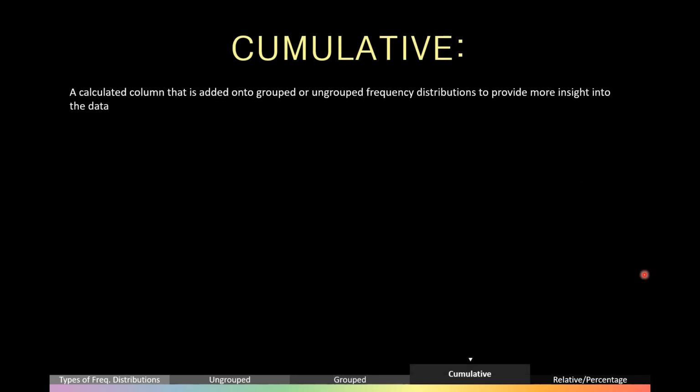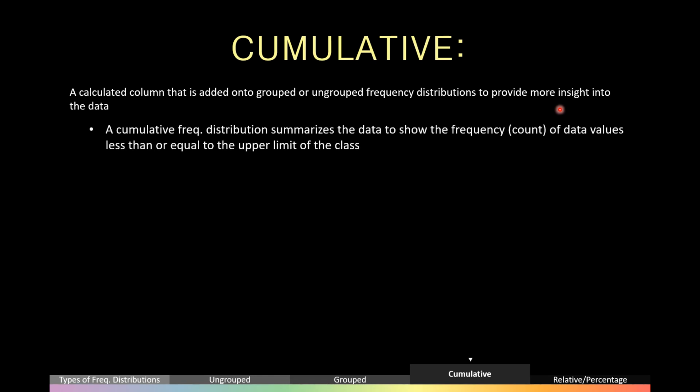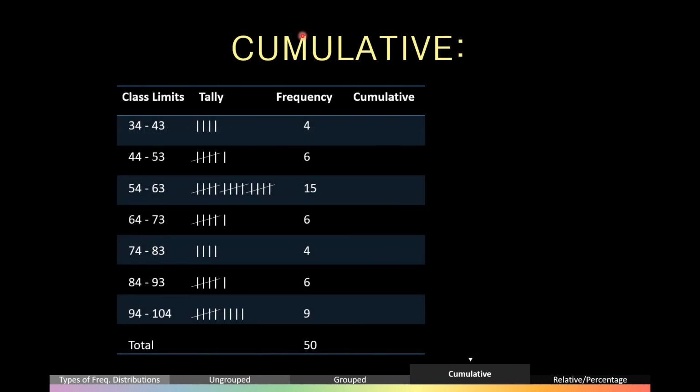Moving on to the cumulative frequency distribution. Now, essentially, this is just a calculated column that we're going to add on to a grouped or ungrouped frequency distribution to essentially make it a cumulative frequency distribution. A cumulative frequency distribution is going to summarize the data to show the frequency or the count of data values that are less than or equal to the upper limit of the class. Using our previous example where we constructed a grouped frequency distribution for discrete data, we're going to use that already constructed distribution and we're going to add on a column called cumulative.